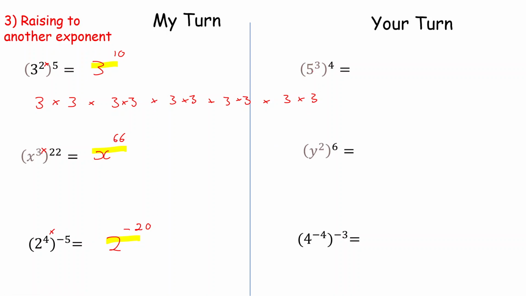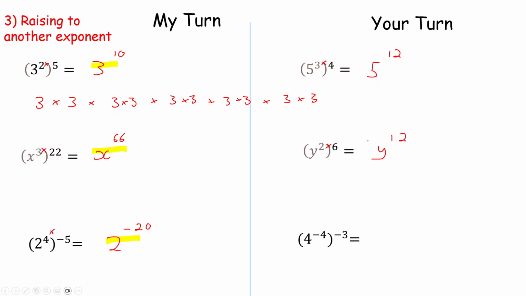So this one here, we've got 5 to the power of 3, all to the power of 4. Again, for this law, we just multiply the two powers together. So it's going to be 5 to the power 3 by 4 is 12. So 5 to the power of 12 is your answer. Next one, again, algebra makes no difference. You take your base, which is y, you multiply your two powers together. So 2 times 6 is equal to 12.